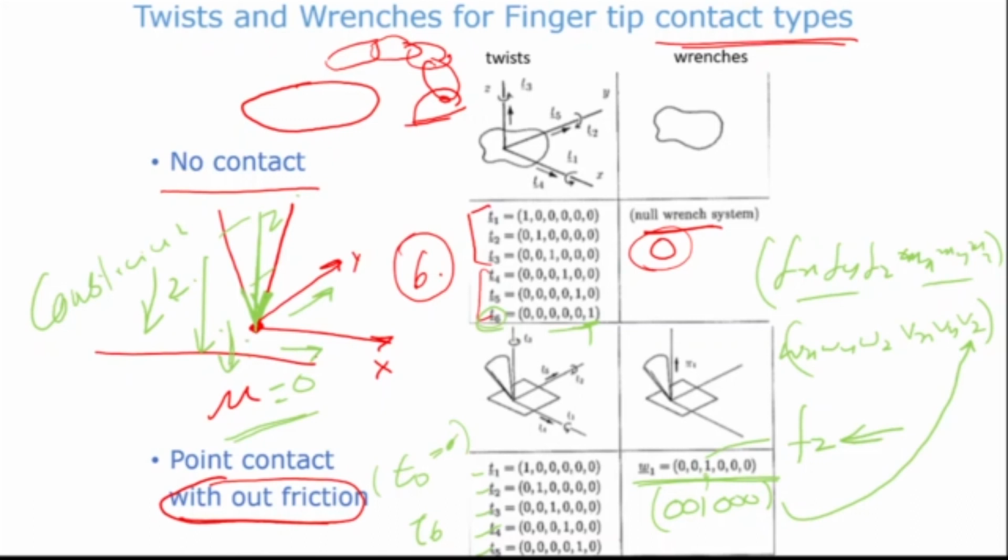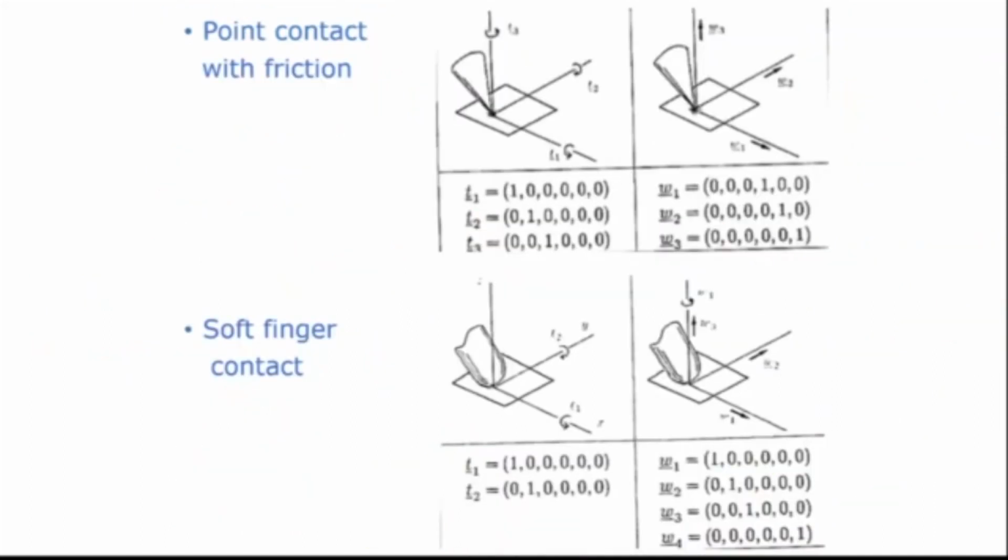That means if the system is constrained there, if the finger is constrained to the object there, only then you can apply a force, not otherwise. Okay, and there is a correlation that the total of the wrench and the twist must be equal to 6. So total of wrench plus twist must be equal to 6. Okay, so if you have one wrench here, there will be 5 twists. That means one twist is gone. So this is point contact without friction.